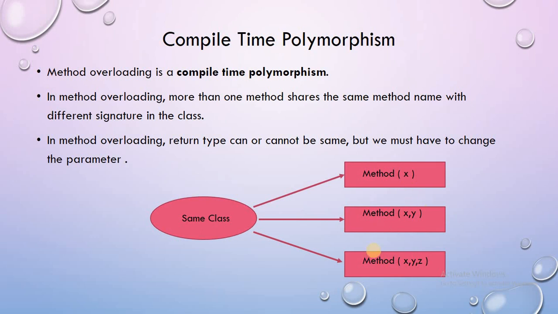but the method name will be the same. As we can see in the diagram, there is a class which has the same method name but a different number of parameters, like x and y in the next method, and x, y and z in the third method. So the method name is the same but the parameters are different. It's called method overloading.